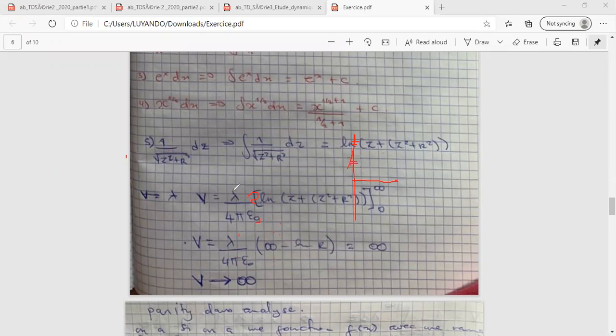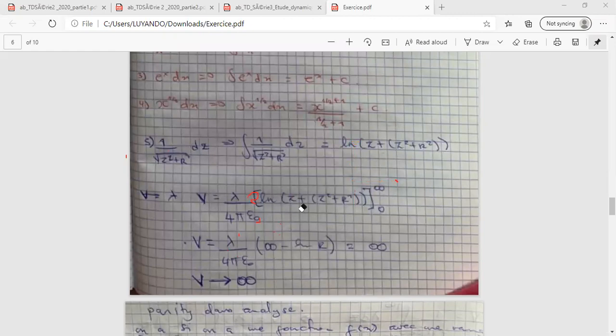So I have this constant over 4 pi epsilon 0 ln this. Where there is our Z, we replace with our value. So we have infinity and we have 0 there. If you've been told to integrate, you have to not miss this step where you subtract the limits. So we are subtracting our limits.